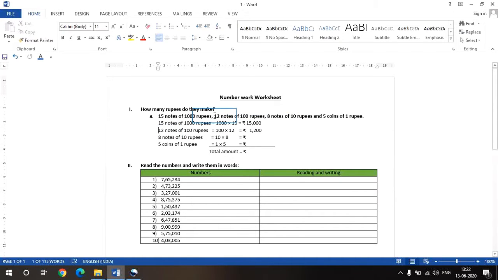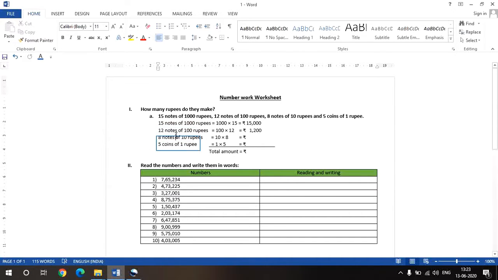Next, I take the next part, that is 12 notes of 100 rupees. I write it over here. 12 notes of 100 rupees is equal to 100 into 12, which gives me 1200 rupees. Again I tell you, you have to multiply and solve this question in a rough sheet and find the answer like this. I have directly written the answer.